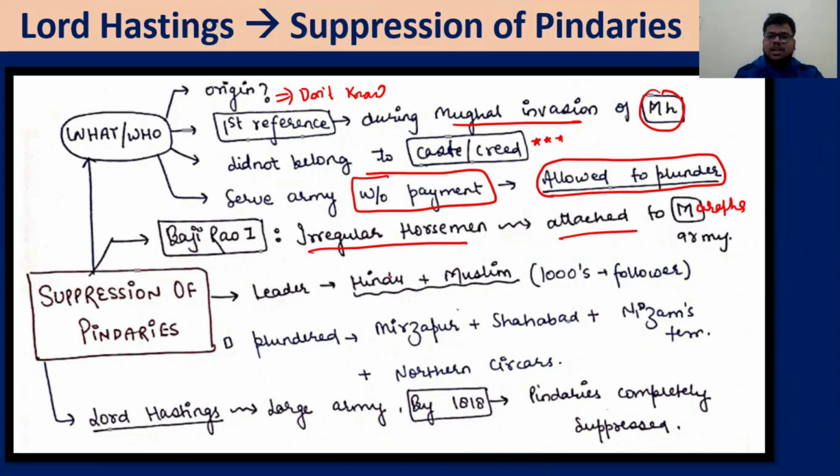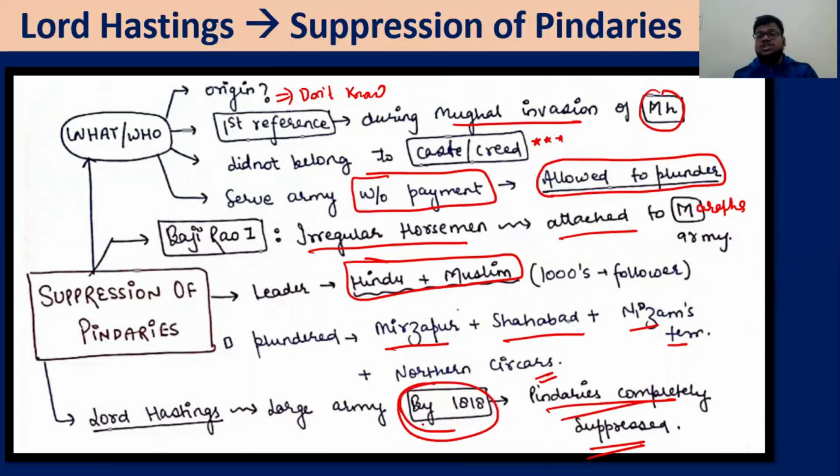Their leaders were both Hindus and Muslims. As we have discussed, they did not belong to any caste, creed, or religion. They had thousands of followers. They plundered many places: Mirzapur, Shahabad, the Nizam's territory, the Northern Sirkars. So Lord Hastings sent a large army, and the Pindaris were completely suppressed. It was one of the crowning achievements of Lord Hastings, the suppression of the Pindaris.